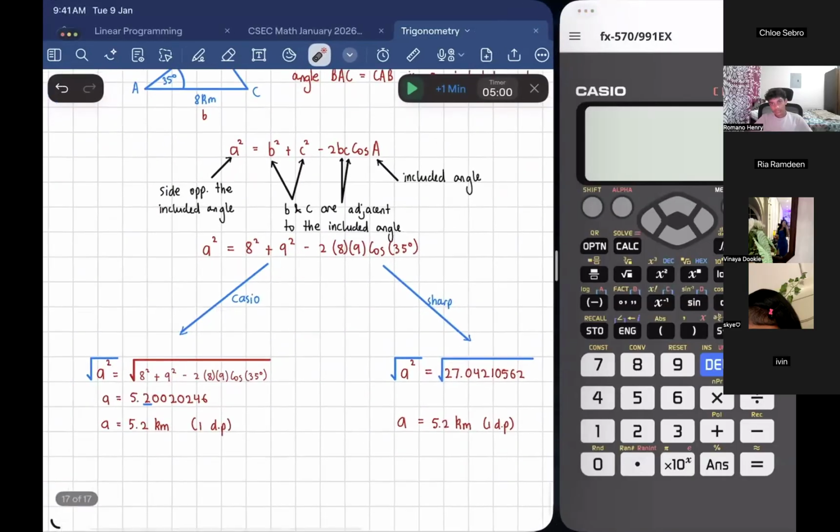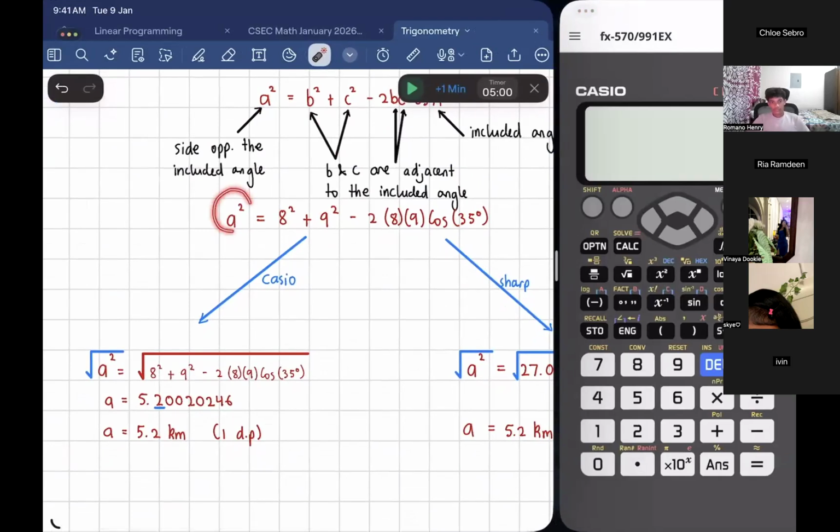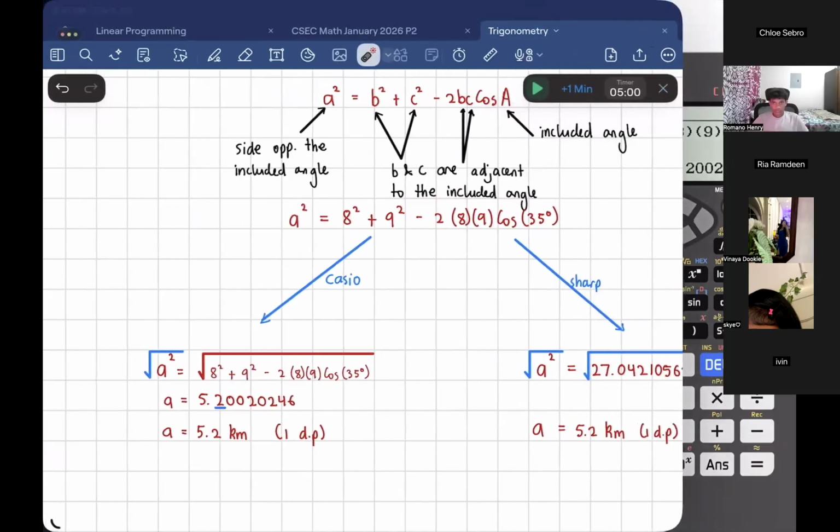So Ivan, you shouldn't have a problem then. Watch. So Ivan, this is a squared, right? But we want to find a. So you'll need to square root both sides. Square rooting will undo the square. It will get rid of the square. So this is what we're going to plug into the calculator: the square root of this entire thing. So 8 squared plus 9 squared minus 2 open bracket 8 close bracket open bracket 9 close bracket cos 35 close bracket. And that is all I did, Ivan. I just plugged it into the calculator. Alright, understand now.